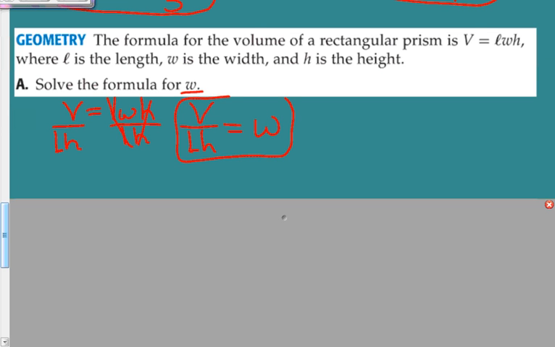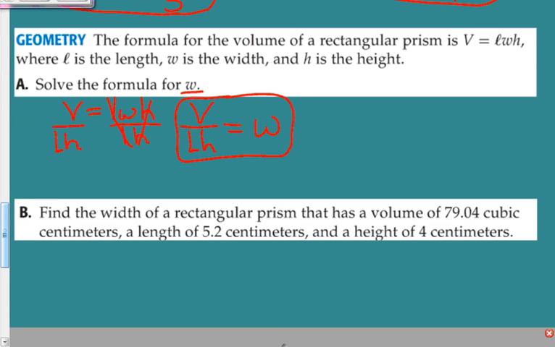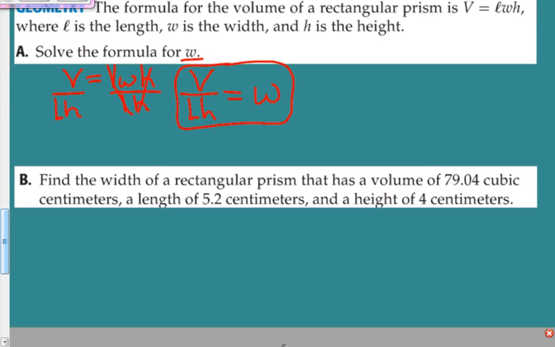So that was part A. We rewrote it to where we're solving for the width. Then part B is going to ask you then, find the width of a rectangular prism that has a volume of 79.04 cubic centimeters, a length of 5.2 centimeters, and a height of 4. We're going to use this formula we just wrote, part A. We're going to plug in our pieces.